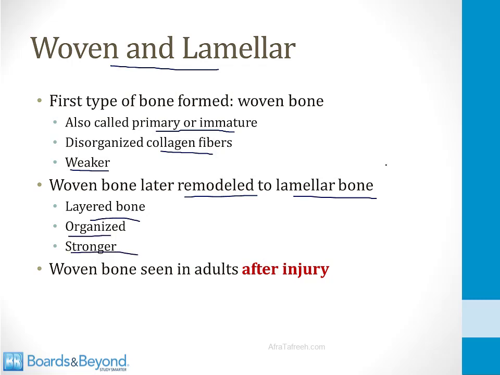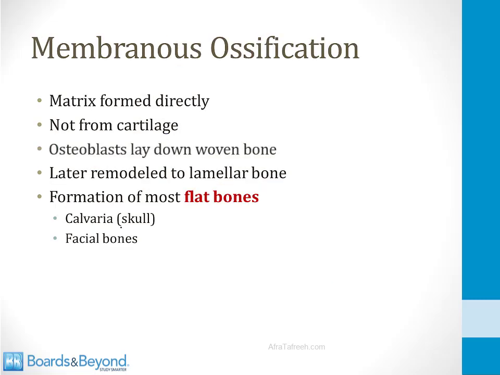So at the growth plates in children, you will initially see osteoblasts lay down woven bone, and then later it will become lamellar bone. You can also see woven bone in adults if there's an injury. This is the type of bone that osteoblasts will initially lay down at the site of a bone fracture or injury. So back to our discussion of the in utero formation of bones.